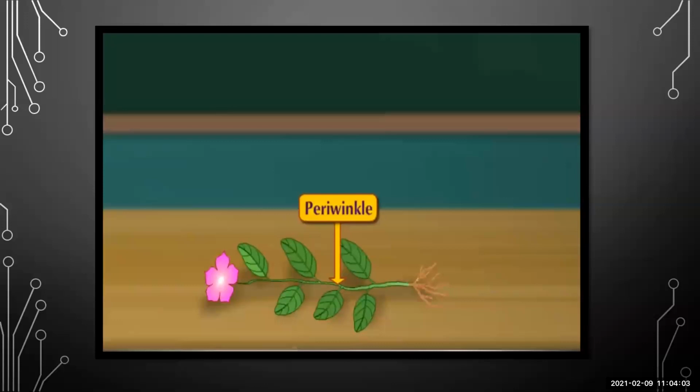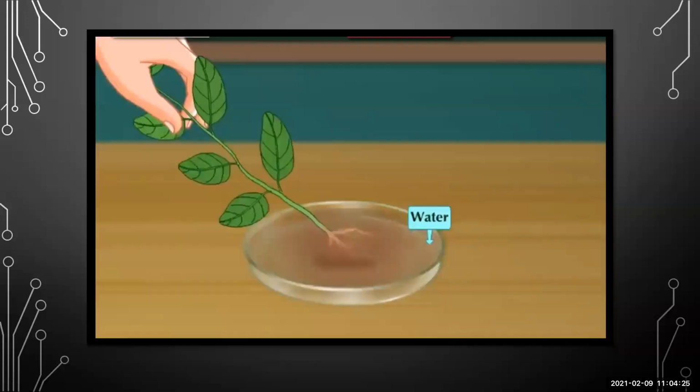Now here you can see a periwinkle plant has been taken. You can take a tuberose or a balsam plant also, but here the periwinkle plant is taken. The plant has a stem with leaves, a flower, and also the roots, so the whole plant is taken here. Now you have to wash the roots of the plant with clean water. Normal water is taken in a glass petri plate, and with that water the soil from the plant has been washed away.